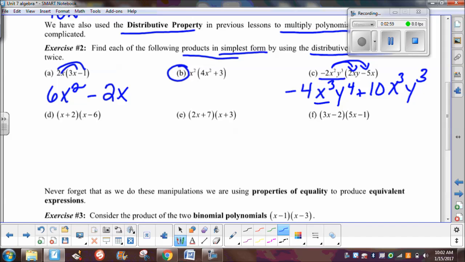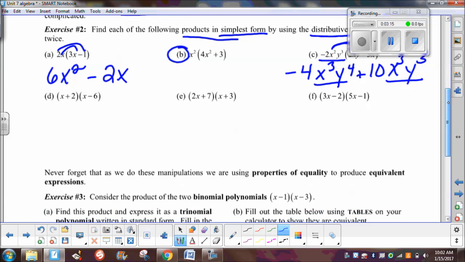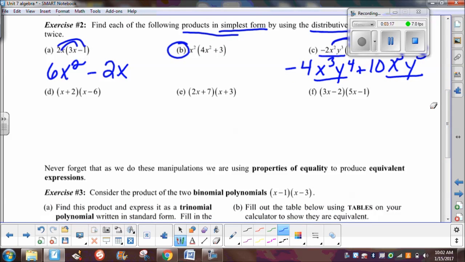And I examine, are these like terms? They are not. This is an x to the third and a y to the fourth. This is x to the third, y to the third. Remember, terms are separated by addition or subtraction. So this is our first term and this is our second term. They are not alike, so we're not going to combine them. I'm going to leave you with D because I'm going to do a little bit harder example in letter E.